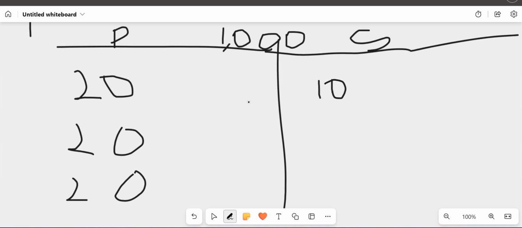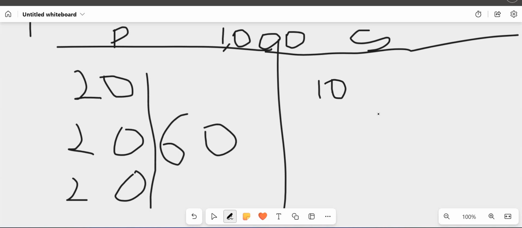Then let's calculate how much we have made. Remember, our equity is 1,000, right? And now we have this profit, $60, and we have this loss, which is $10. So we have 60 minus 10. Okay, so we are still up with $50. If you add it to this, it becomes $1,050 that you have.